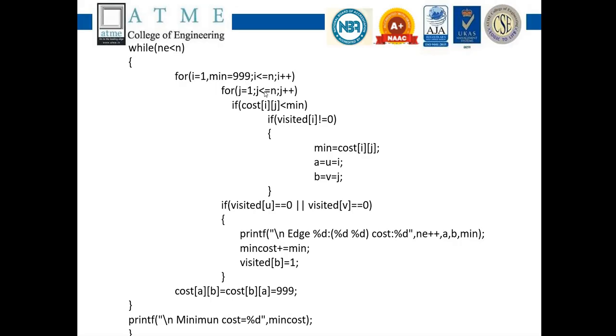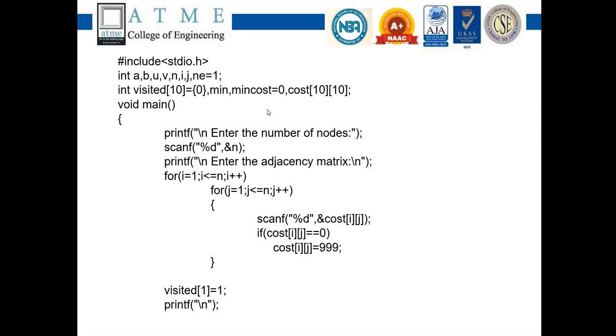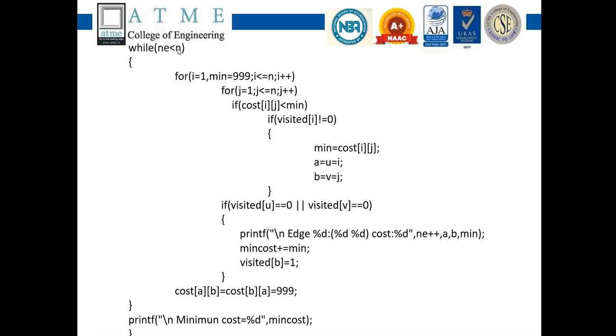If NE is less than N, then we will start doing this. What is this NE? It is negative, meaning that it has not been initialized or not been visited. Only the first node has been visited. Other than that, all the nodes have not been visited. So NE is 1 now.